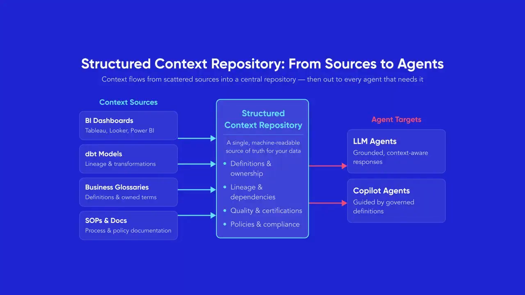The shift is simple, but it matters. Stop asking, how do I prompt this agent better? Start asking, where does the business context live? Who maintains it? And how do agents read from it? That's an infrastructure question. It has an infrastructure answer.